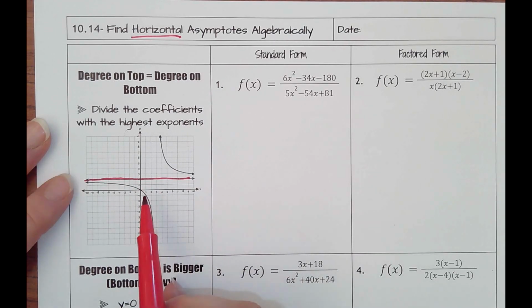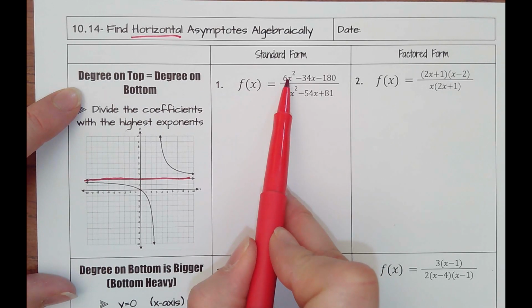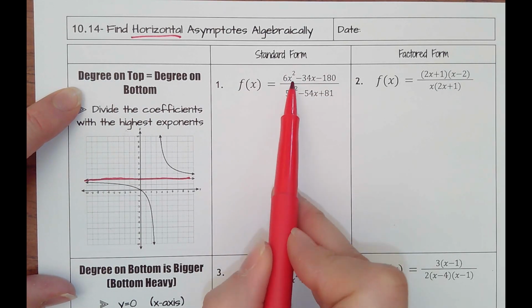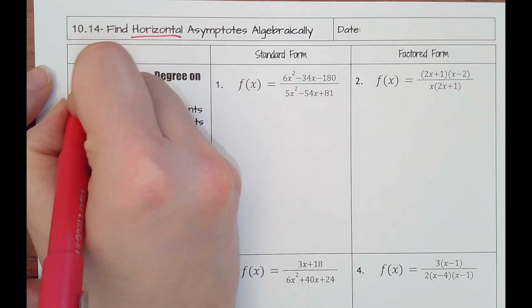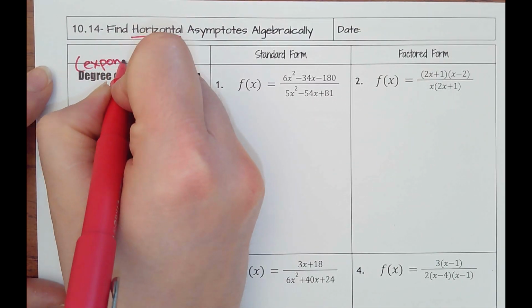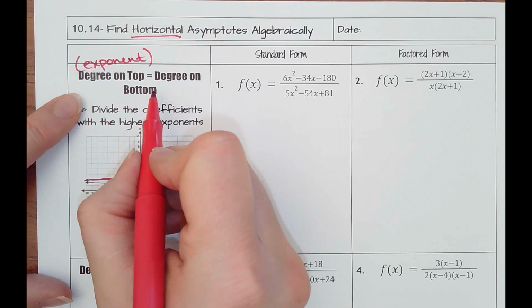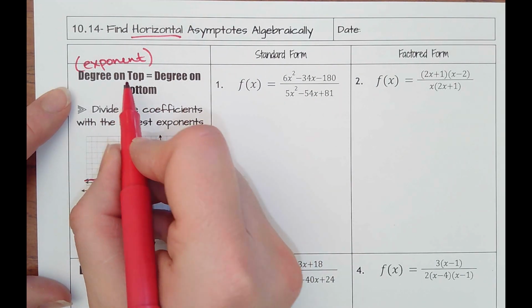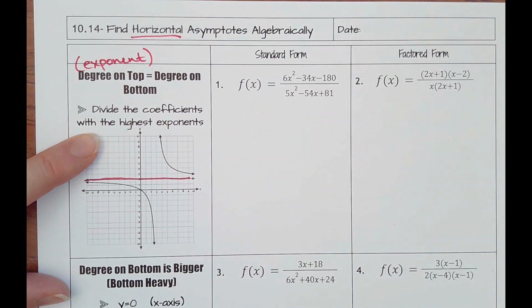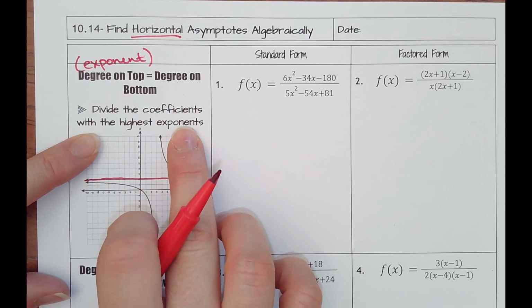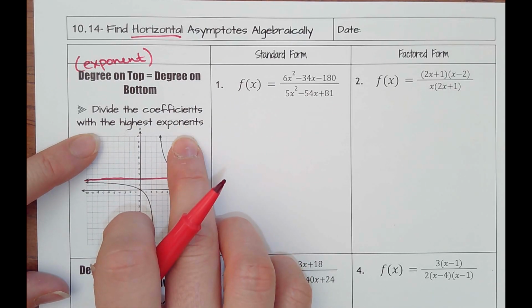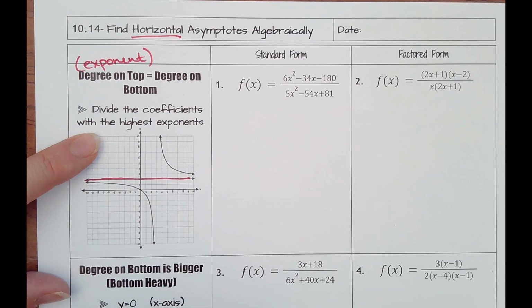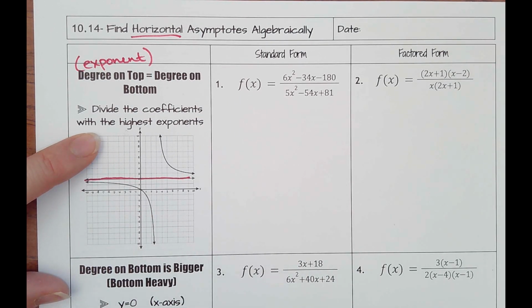The first thing we're going to look at: these are polynomials on the top and the bottom, numerator, denominator. If the highest degree or exponent or power on top equals the degree on the bottom, then you're simply going to divide the coefficients, which are just the numbers in front of those highest exponent terms. Okay, it's very, very simple. So that's thing number one, if the powers on top and bottom equal each other.